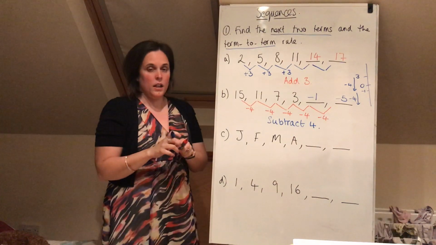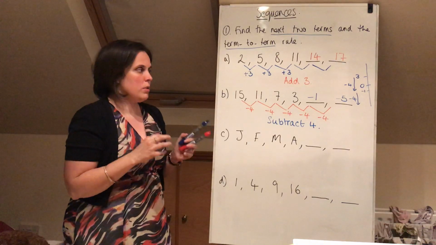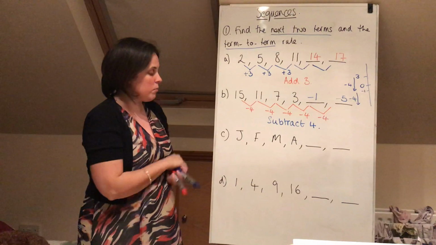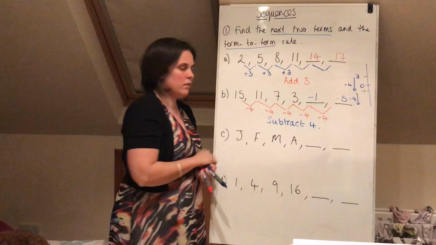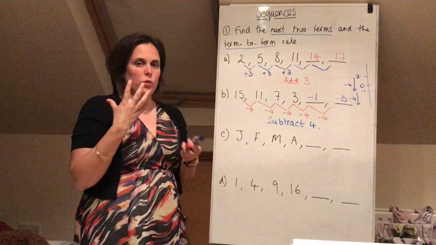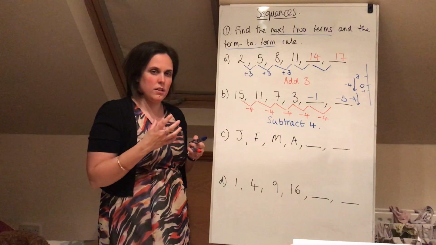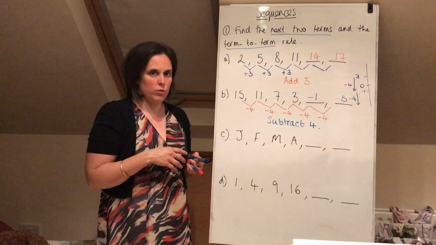Okay, now just to illustrate to you that sequences don't have to just be about numbers, I've put this sequence here in. So we've got J, F, M, A. So this is a good one for your lateral thinking. Can you come up with what that might be? Do you recognise those letters? Do they appear in anything that you see around you?